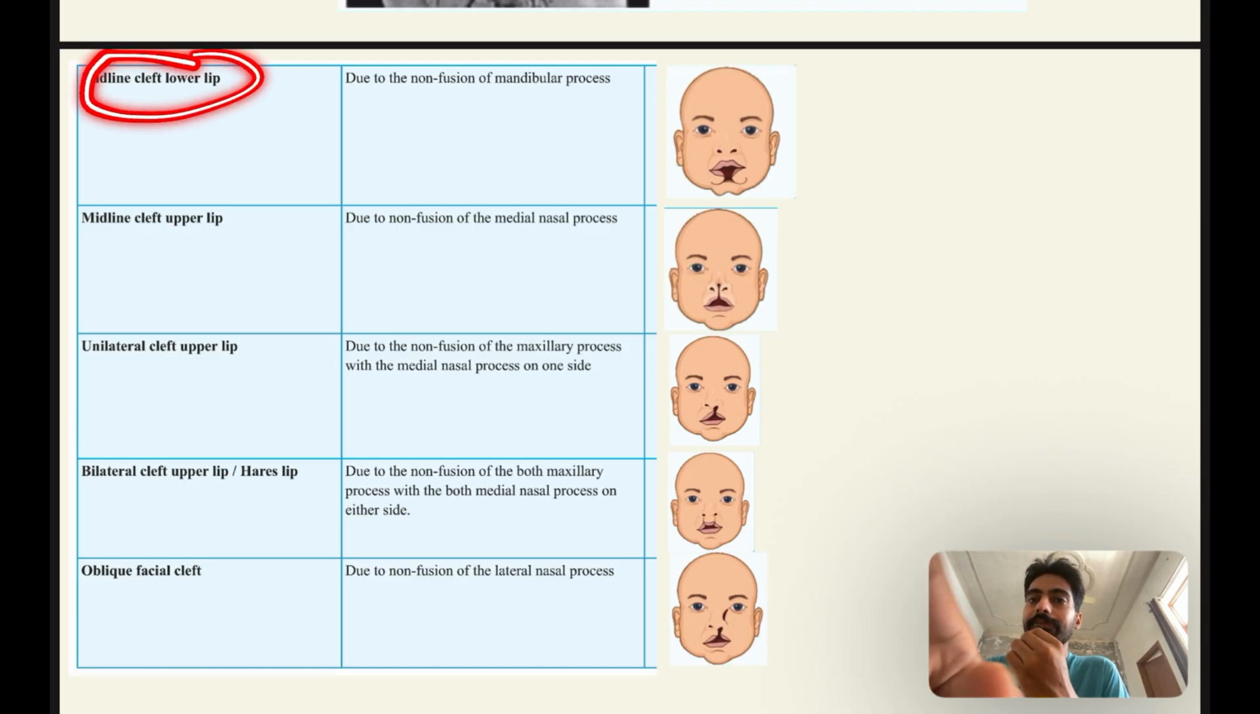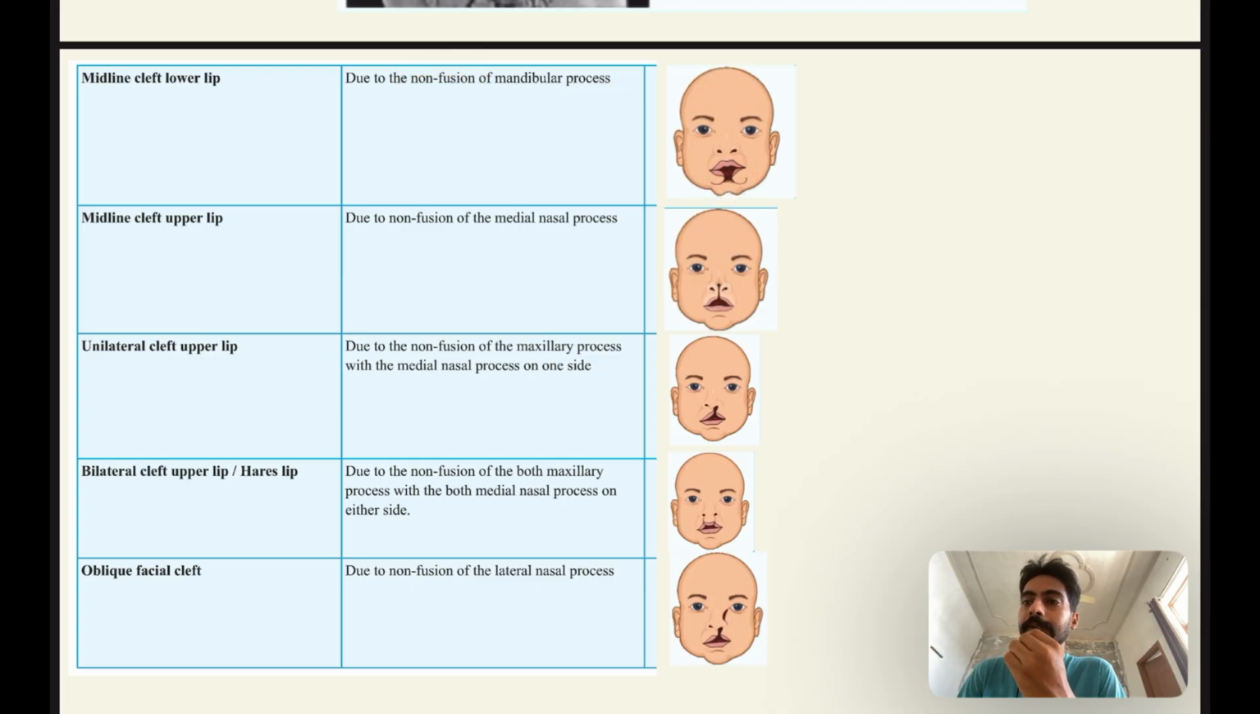So first is midline cleft lower lip. It is produced due to the non-fusion of mandibular process. When both the mandibular processes fail to fuse together, this midline cleft lower lip is found. Then midline cleft upper lip. In this condition, when both the medial nasal processes fail to fuse to each other, then this condition is found.